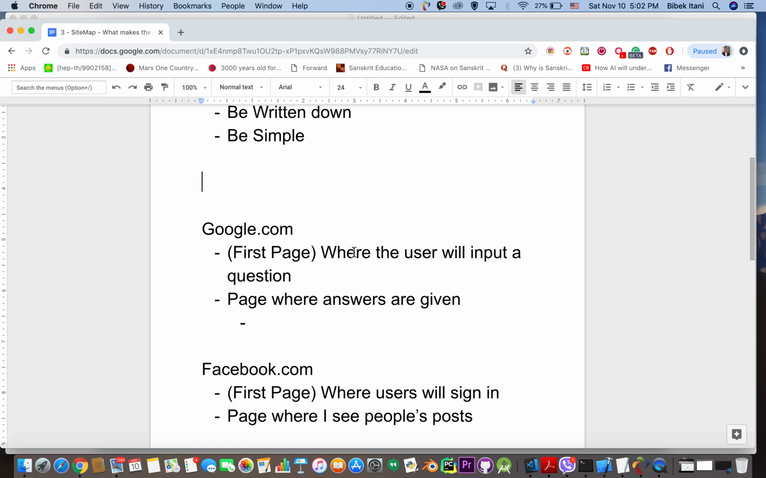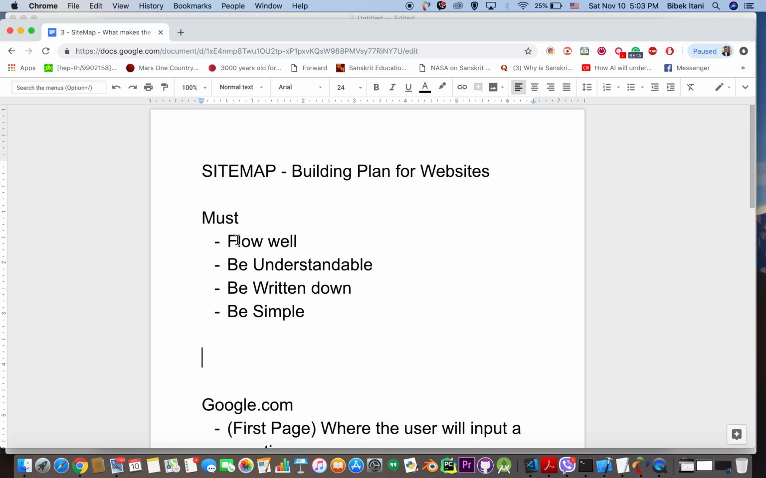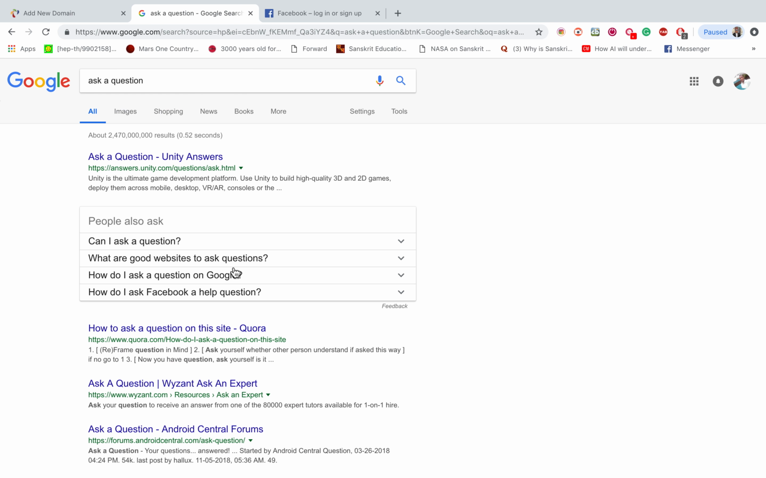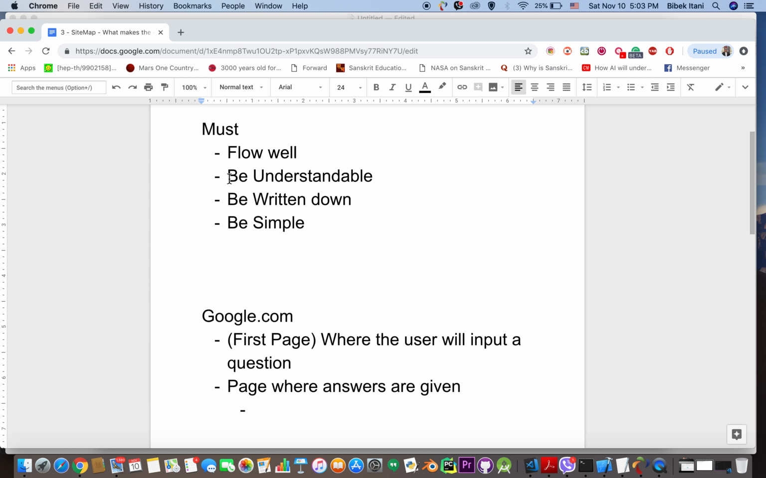The first page is you have a place where the user will input a question, and the next page is you have a place where answers are given. So that is the basic flow of google.com, and that is why your sitemap must flow well, and your sitemap must be understandable. There are so many ways that Google could have approached google.com. They could have put some answers already on the main page, some important things and all that, but then they didn't do that because they want to get this thing very well understood. They want everybody to understand their website.